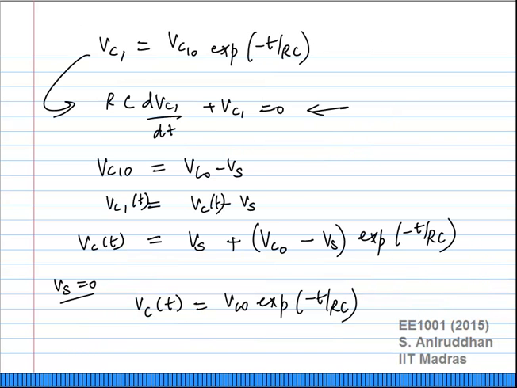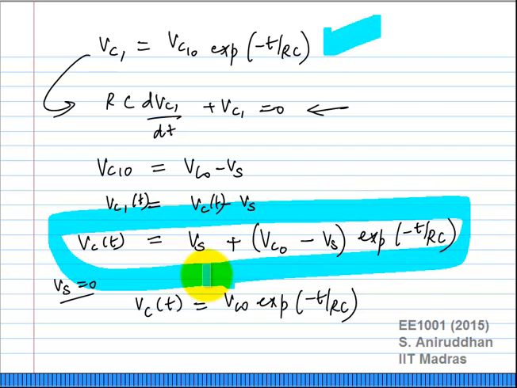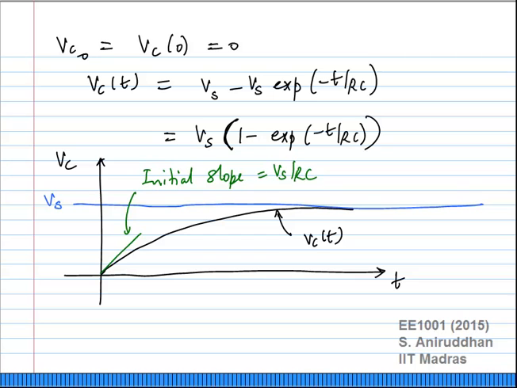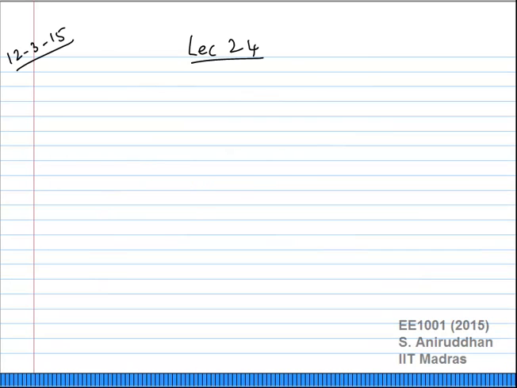Now you can reduce your original equation to the homogeneous form, which has a known solution already, and that happened to be this expression. Vc1 was Vc1 of 0 times exponential minus t by RC, and now you just go back and replace the variables, and you get the expression for Vc of t. This is nothing but Vs plus Vc of 0 minus Vs, times exponential minus t by RC. Let us look at this separately and then we'll go back to reviewing again.